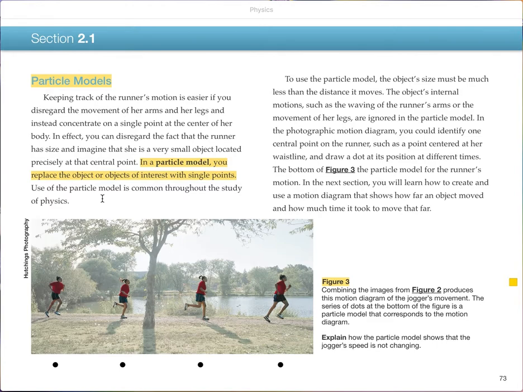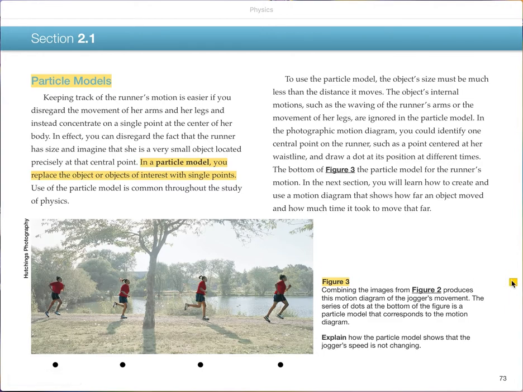The next step is we create what's called a particle model from the motion diagram. In a particle model, you just replace the object with a point. So in a sense, you've already seen this because that's what the ticker tape lab did. It created a particle model of the motion of your car.